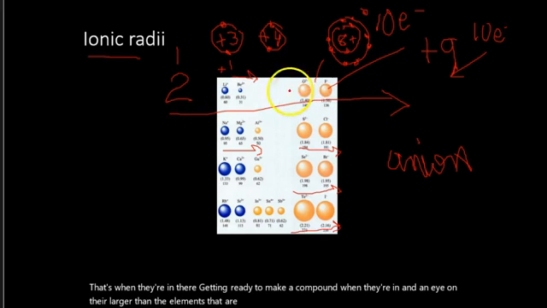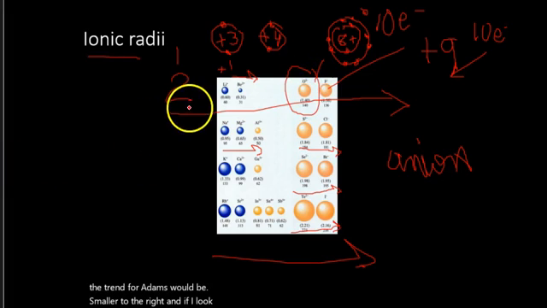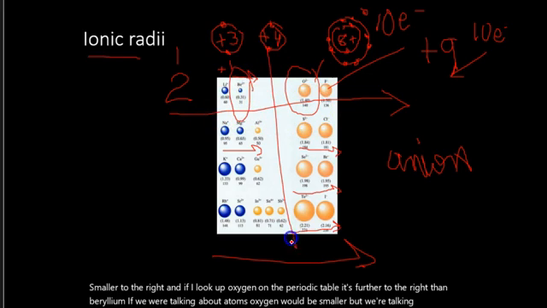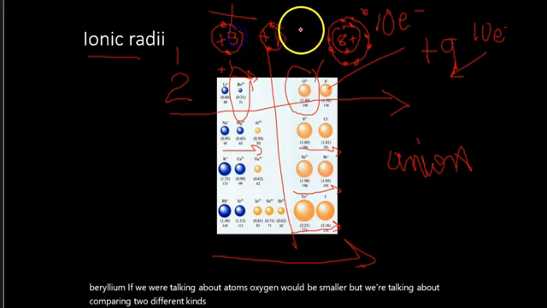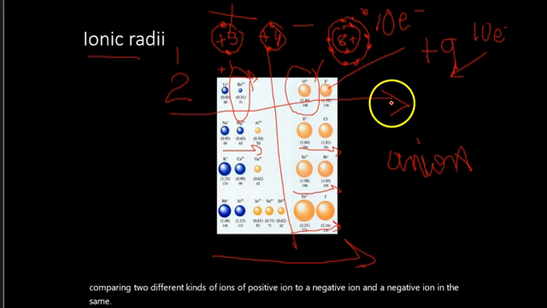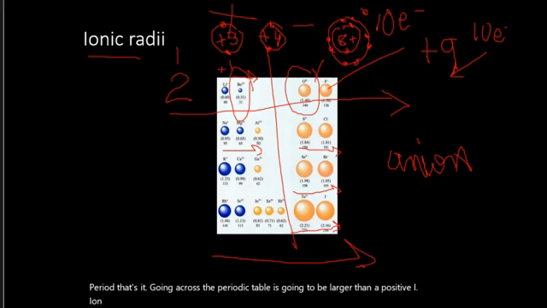So if they give you 2, you've got to be careful, because the trend for atoms would be smaller to the right. And if I look up oxygen on the periodic table, it's further to the right than beryllium. If we were talking about atoms, oxygen would be smaller. But we're comparing 2 different kinds of ions, a positive ion to a negative ion. And a negative ion in the same period, going across the periodic table, is going to be larger than a positive ion in that same period.